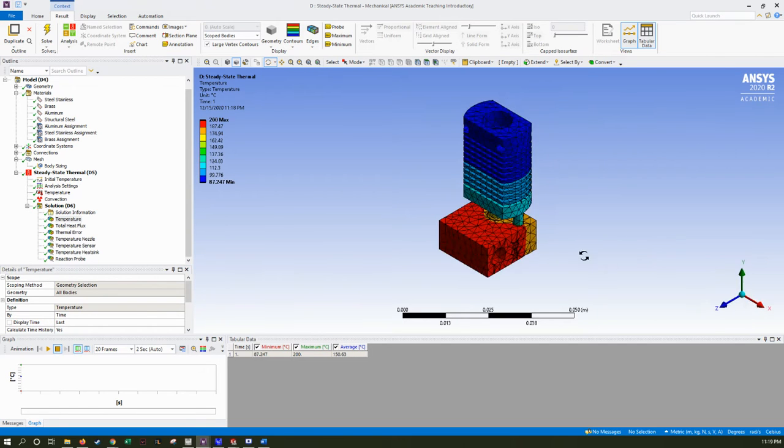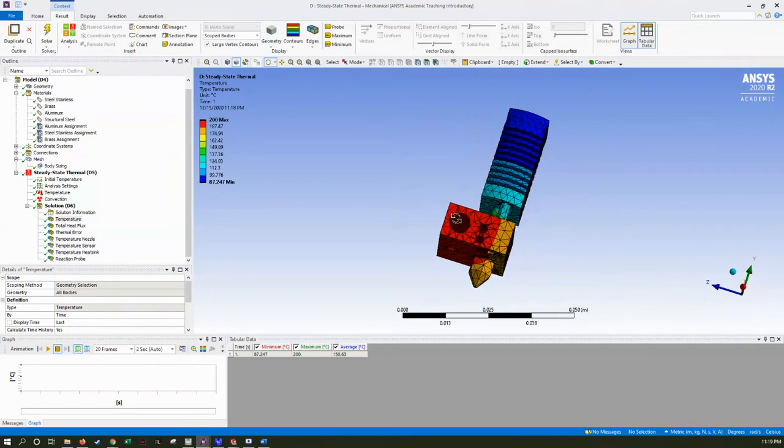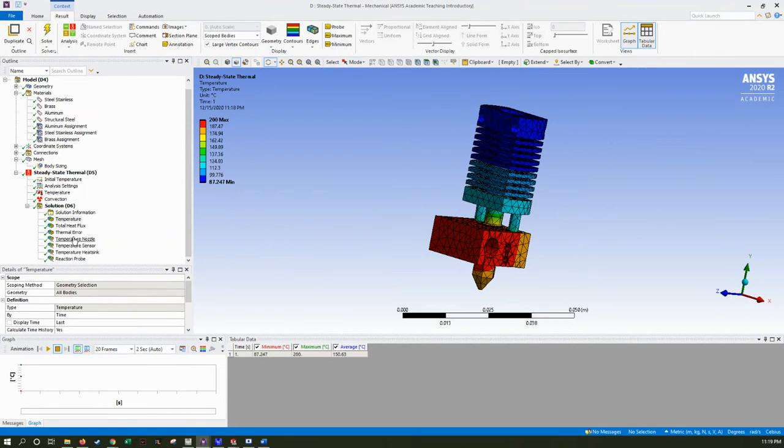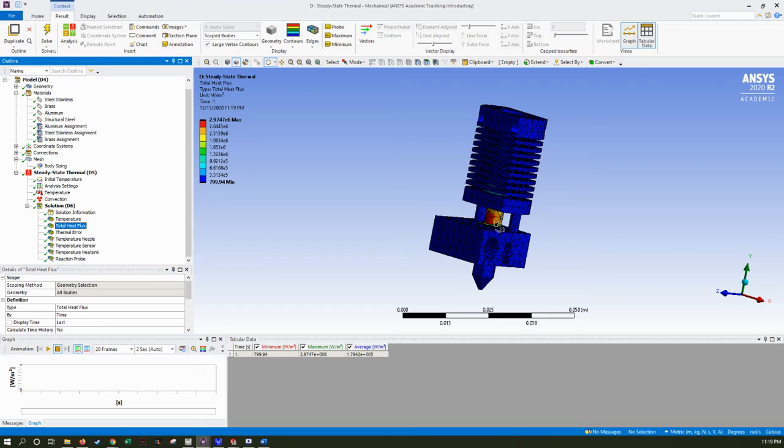This is the overall temperature distribution. You can sort of see it like rainbows out. The heat flux, a lot of heat's moving through here. The rest is fairly stable, but that does change when it's a transient system.